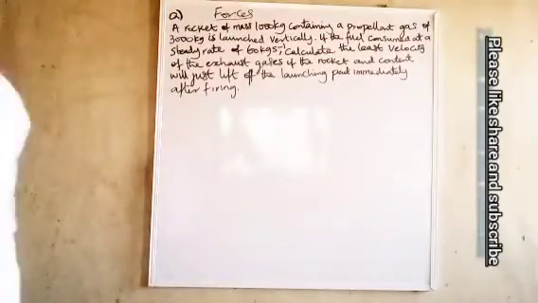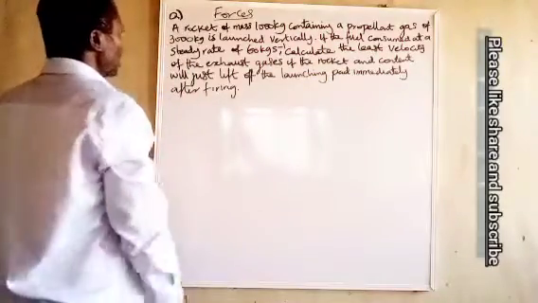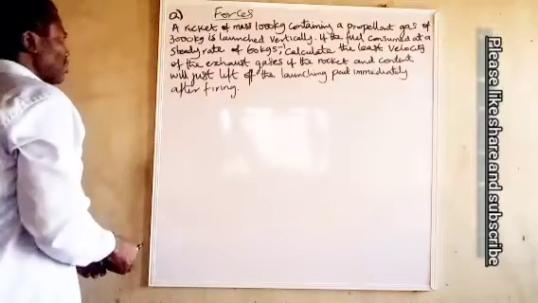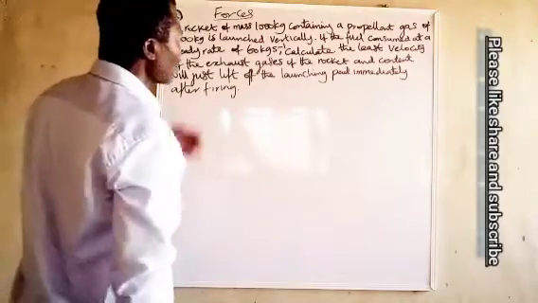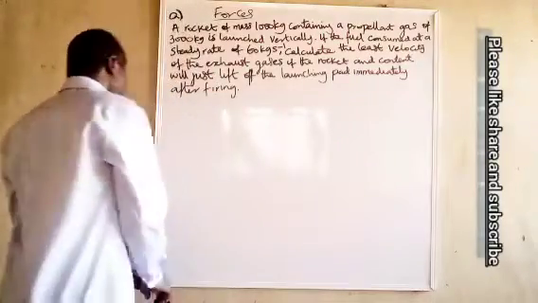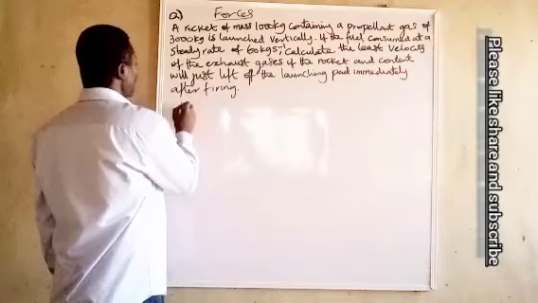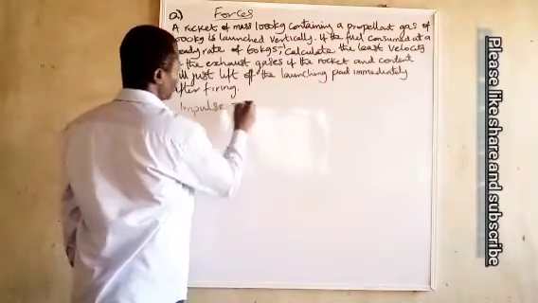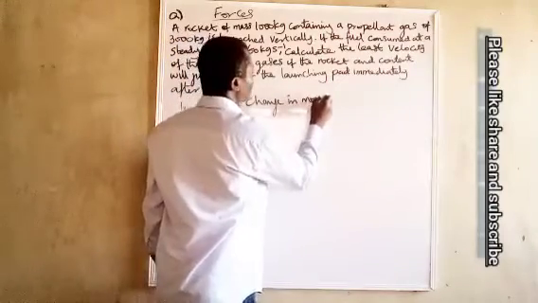A rocket of mass 1,000 kilograms containing a propellant gas of 3,000 kilograms is launched vertically. If the fuel is consumed at a steady rate of 60 kilograms per second, calculate the least velocity of the exhaust gases if the rocket and contents will just lift off the launching pad immediately after firing. We understand that impulse is equal to change in momentum.